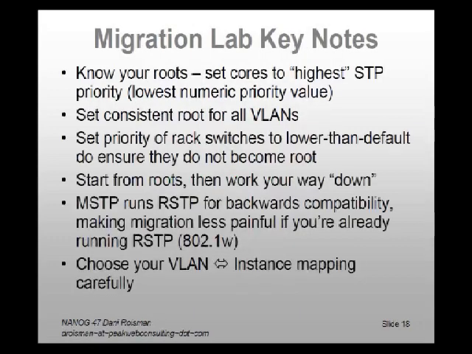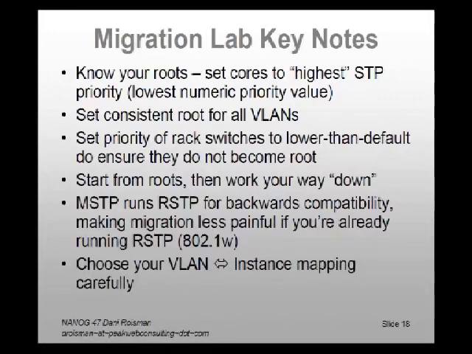Well, a couple key things that we learned from our lab was know your roots. So set your cores to root and secondary root. You set it to the highest STP priority. This is the lowest numeric priority value. Set it consistent for all VLANs.